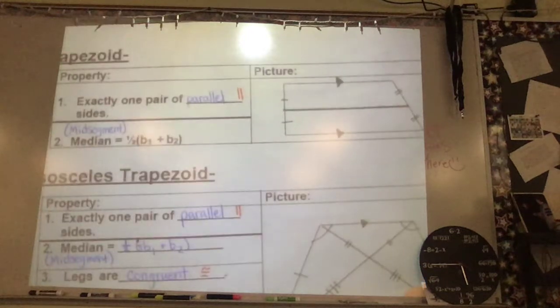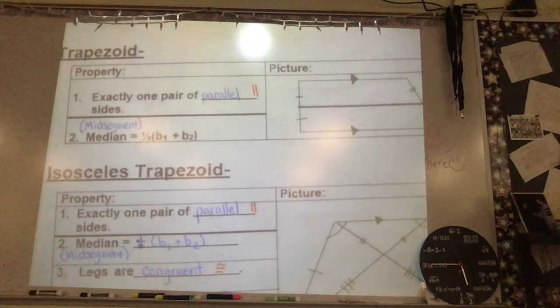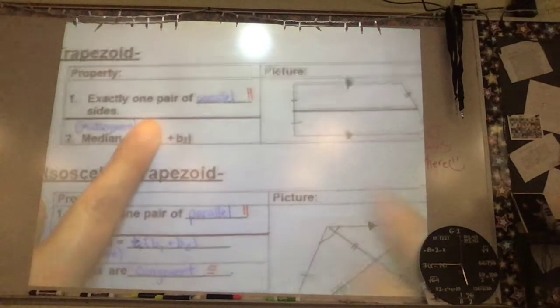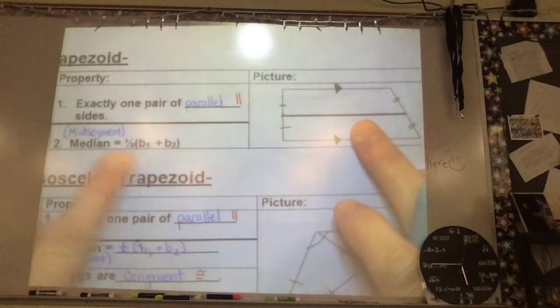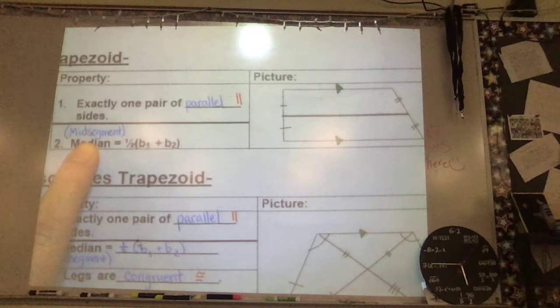Trapezoids. Notice that there are 2 different sections on the trapezoid page, because the first one is just your garden variety trapezoid, and then you have isosceles trapezoids, which have all kinds of fun special features. Okay, so in your trapezoid you have exactly 1 pair of parallel sides, and then you have what they're calling a median. This is what we call a mid-segment in the Envision book.